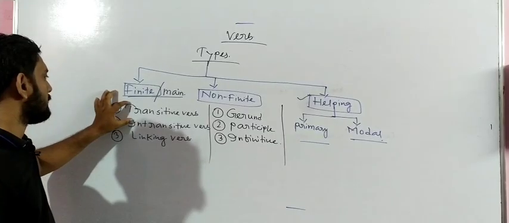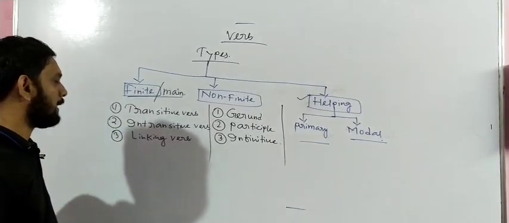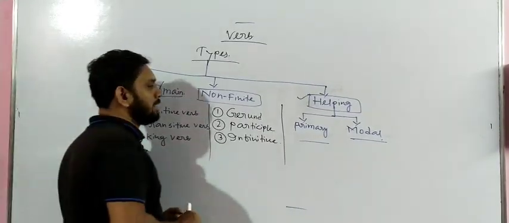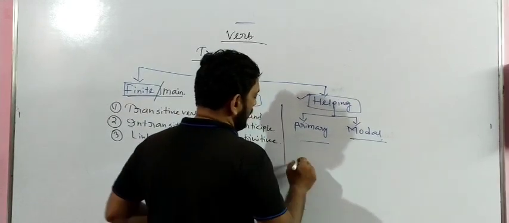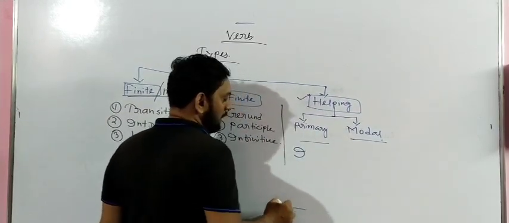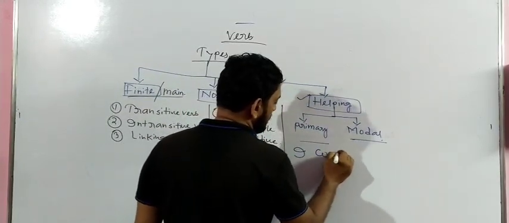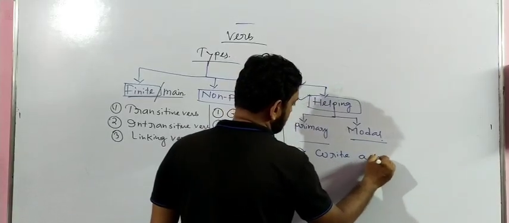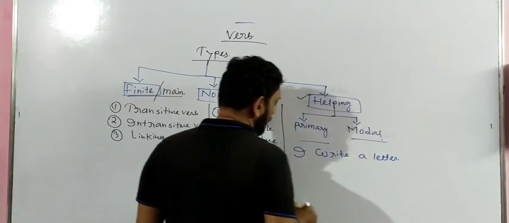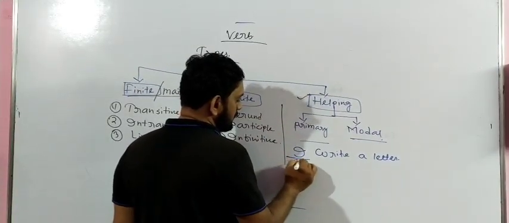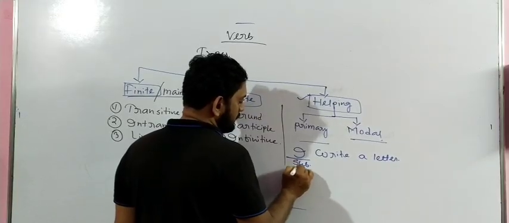So before the transitive verb I have to discuss the finite verb or the main verb. If I write a sentence over here: I write a letter. Okay, my friend, I write a letter. Here the subject is what? The subject is I, and the subject is a pronoun.